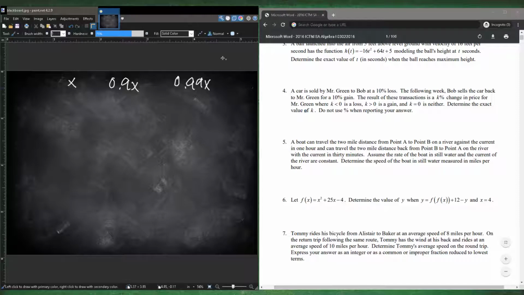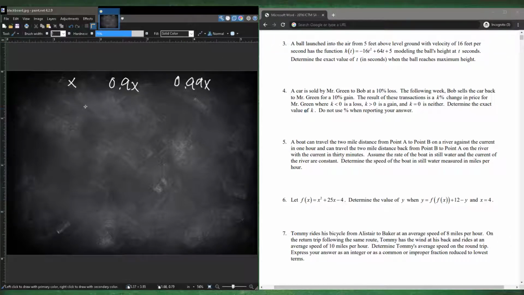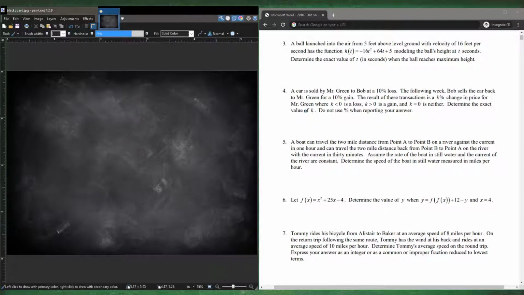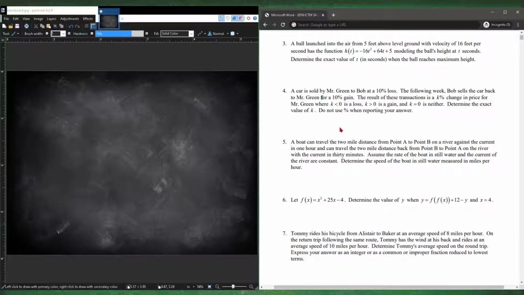Green. Okay, so we have Mr. Green and Bob, right? So Mr. Green first bought it at x amount, and then he sold it to Bob for 0.9x, and then he bought it back for 0.99x, right? So for Mr. Green, how much did he change? Well, he lost 0.01x. So that is a negative 1%. So you don't have to write the percentage, so it's just negative 1. So that's your answer for number 4. Okay, I spent a little bit more time on this so we could logic our way through it.